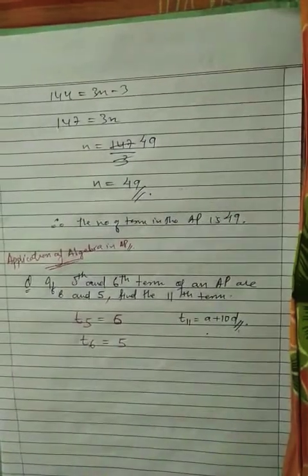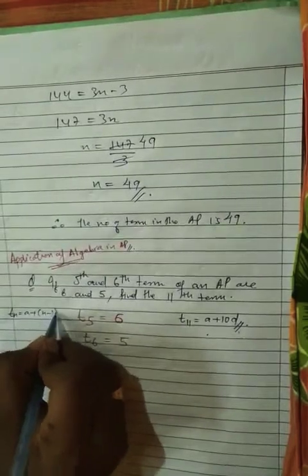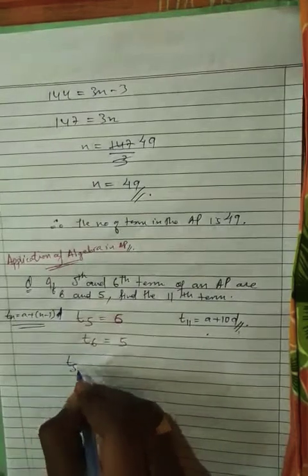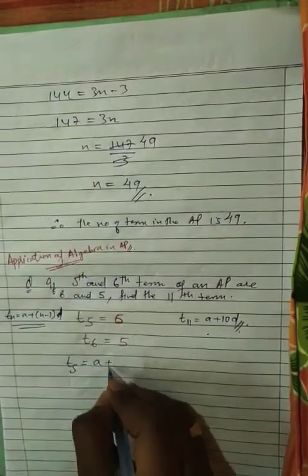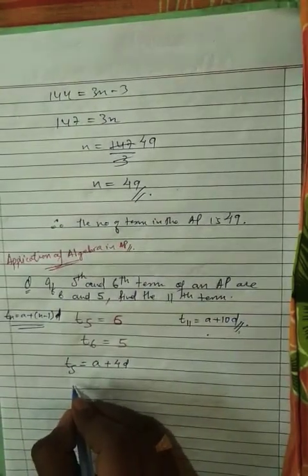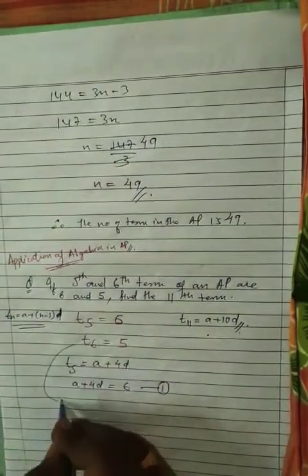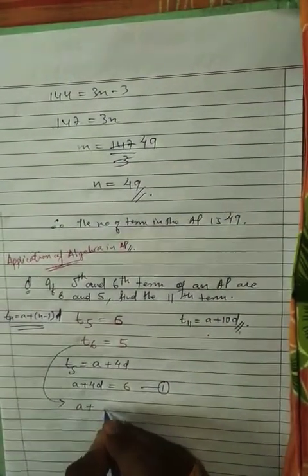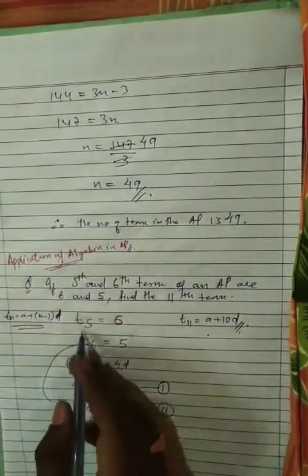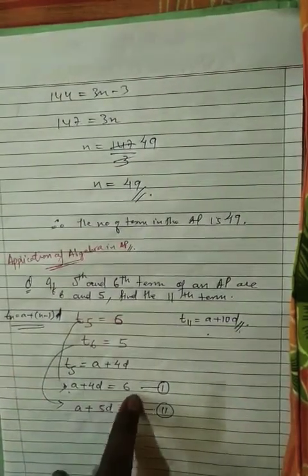T5 means, since you know the Tn formula is A plus (n minus 1) into D, if I apply it, T5 will be equal to A plus 4D. That means A plus 4D equals 6. Yes or no? Then we can write A plus 5D equals 5. The sixth term is A plus 5D, the fifth term was A plus 4D. Clear or not? So A plus 4D is 6 and A plus 5D is 5.